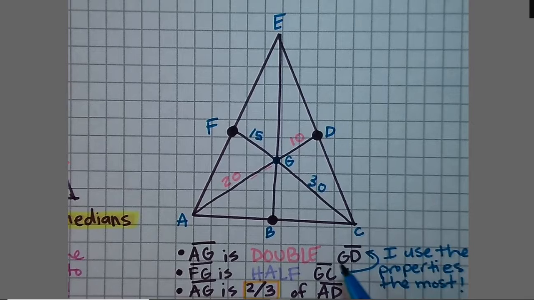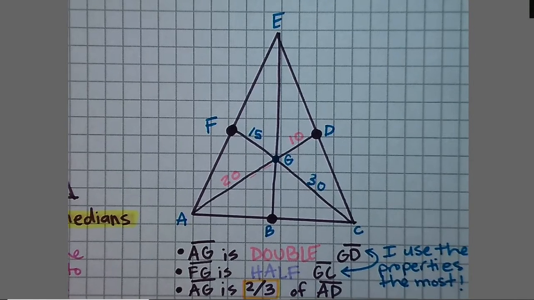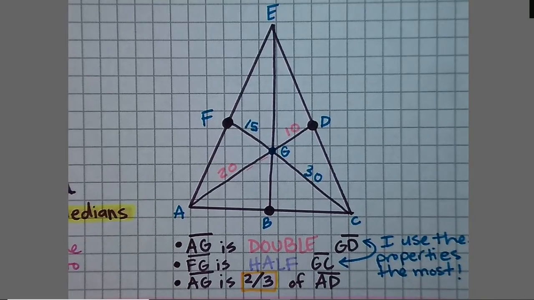Mainly I use these top two properties. They can usually answer your question, but if not, then you're just going to have to multiply something by 2/3. So it's not too bad. Okay, let's go ahead and move on to some examples.